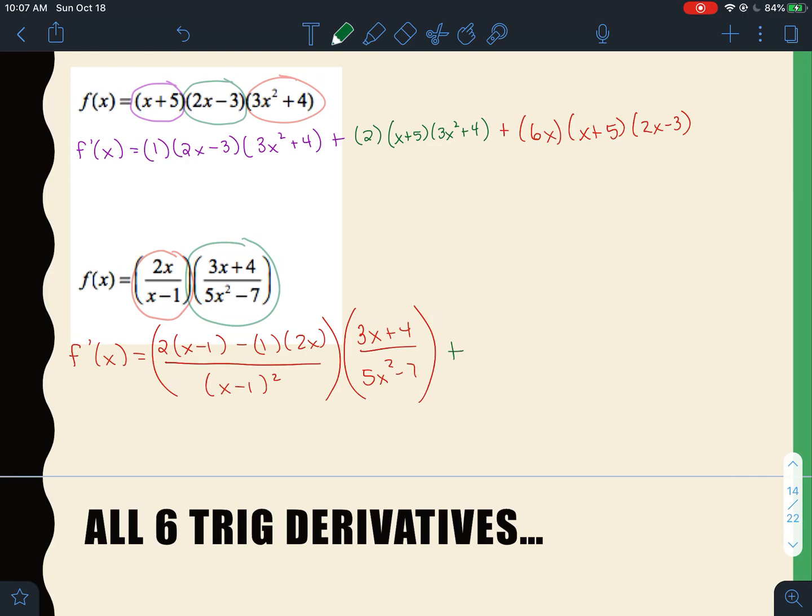Then product rule says add in the middle. Now we're going to take the derivative of the second function. So the derivative of the second function, 3x plus 4 over 5x squared minus 7, we're going to use the quotient rule. So derivative of the top, leave the bottom alone.